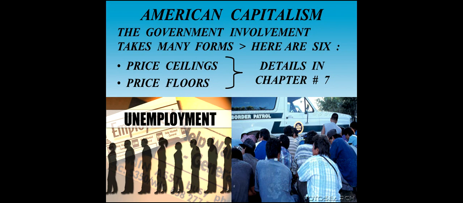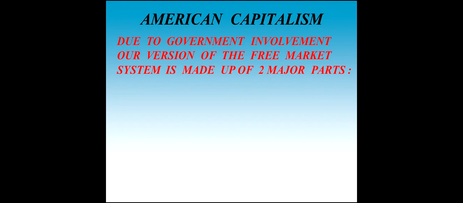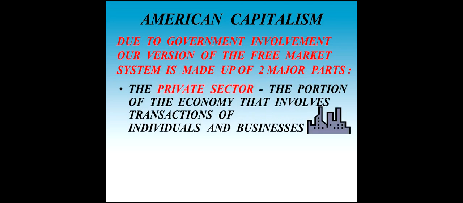Well, since the government is involved in our economic system, in our study, we like to refer to our system as having two parts. And here's the first part. It's called the private sector. It's the portion of the economy that involves transactions of individuals and businesses. And the reason we divide our system into two parts is really for measurement purposes, which we'll get into more as we go through the year. So the private sector here is the sector that looks at the transactions of individuals and businesses.